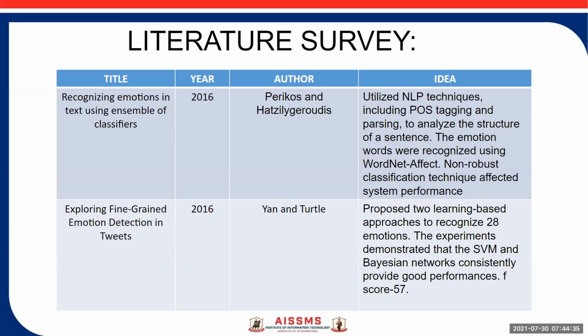Coming to the next one, that is exploring fine-grained emotion detection in tweets. The authors in this paper proposed 2 learning-based approaches, but they worked on quite a large number of emotions, that is 28. The experiments demonstrated that the SVM and Bayesian networks consistently provided a good performance.